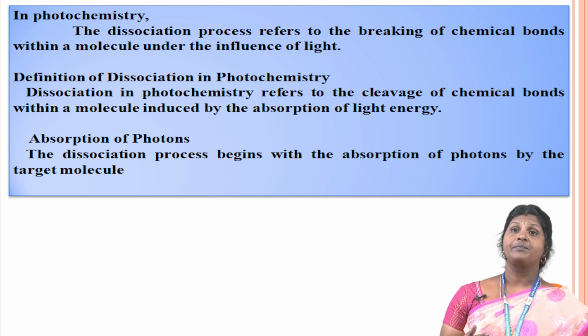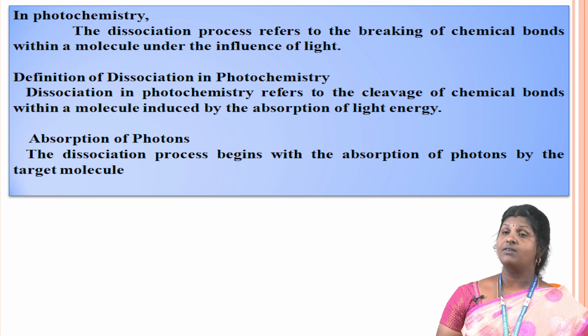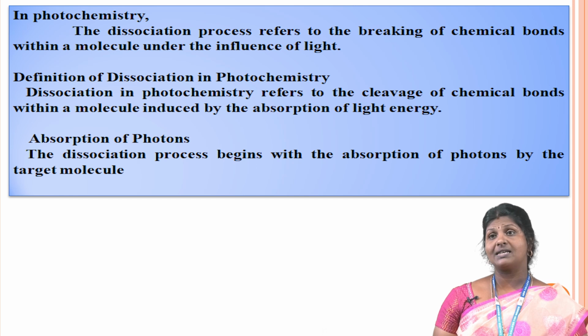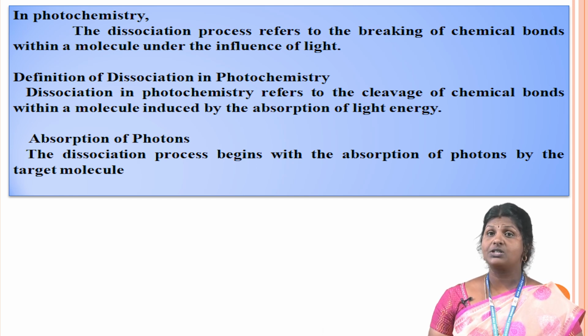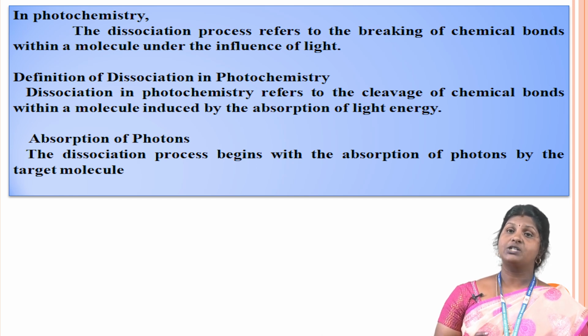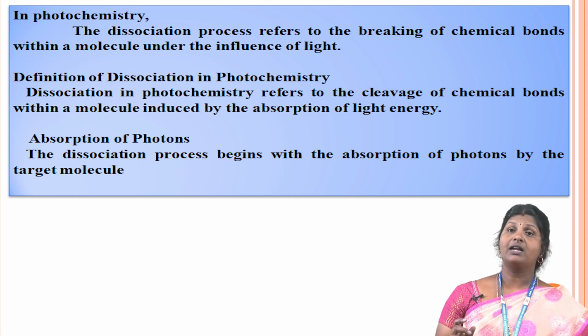Here is a concise answer on the dissociation process in photochemistry. The definition of dissociation in photochemistry refers to the cleavage of chemical bonds within a molecule induced by the absorption of light energy. This process can lead to the generation of fragments or products, often with distinct chemical and physical properties.